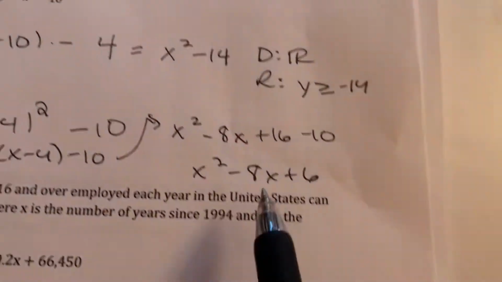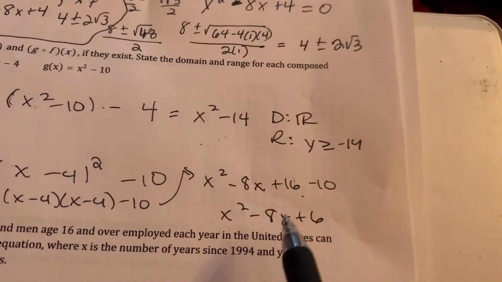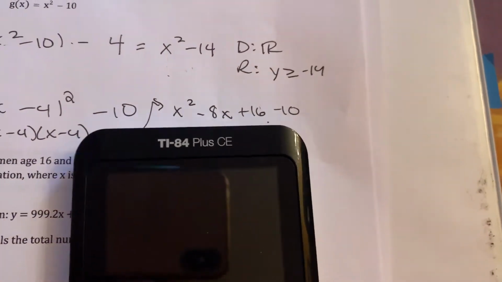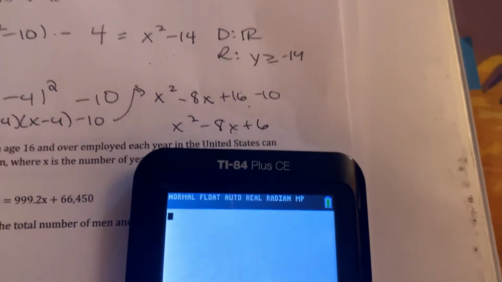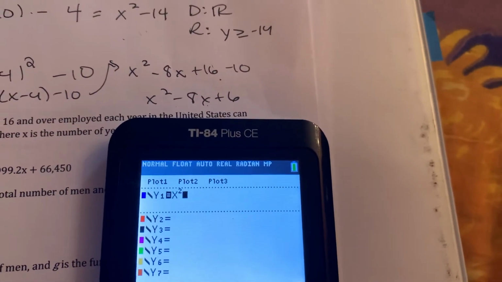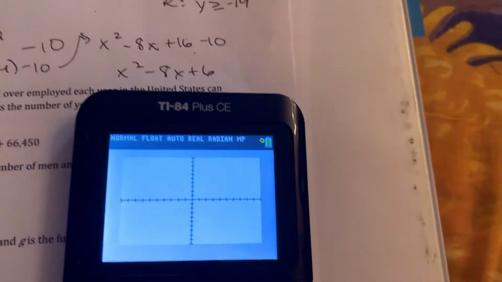Here, though, it's not as cute as this one. It's not just dropping down 14. There's an 8x here and a 6. I really don't feel like completing the square to figure out where it starts or stops. So I'm going to just graph it. I'm going to put in x squared minus 8x plus 6. I'm going to hit graph.